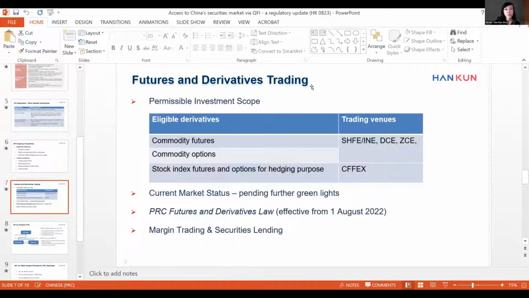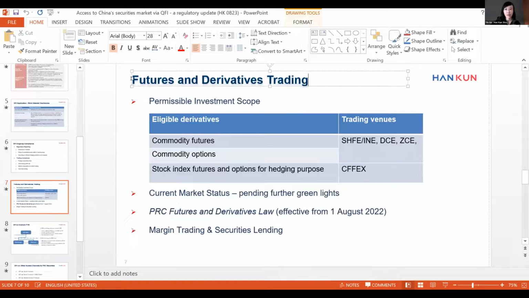So in terms of futures and derivatives trading, I'm sure Nanhua Futures have covered this. Again, the regulatory status is that now, in principle, the QFIs are allowed to trade eligible futures and derivatives products, which basically include all the commodity futures and options in China's commodity futures exchanges. However, we're still waiting for some further green lights from CSRC and from the exchange to commence trading.